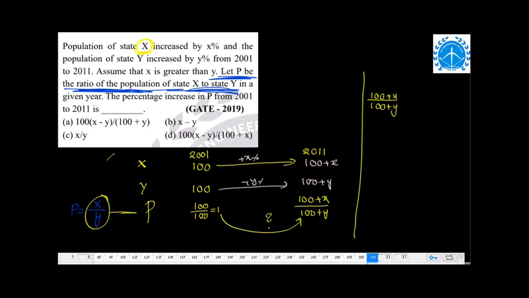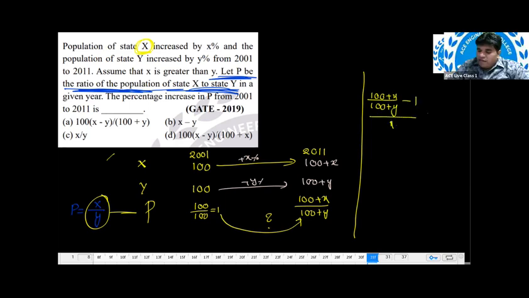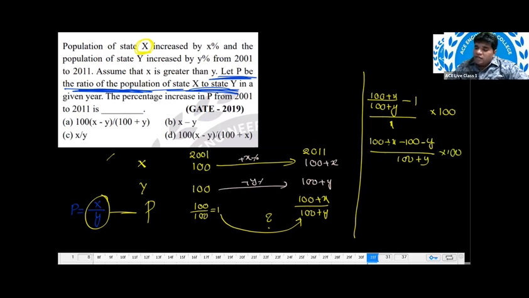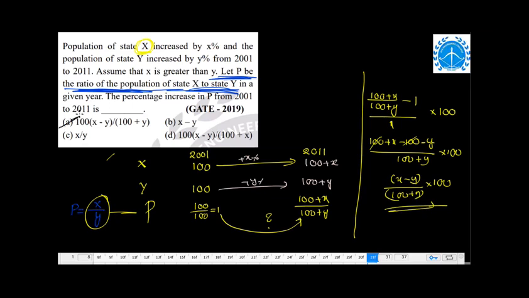Difference by initial original value into 100. So (100 plus X) minus 100, minus Y upon 100 plus Y, into 100. Here 100 cancels. So (X minus Y) by (100 plus Y) into 100. That is 100 into (X minus Y) upon (100 plus Y). Which option is satisfied then? Yes, A is the answer.